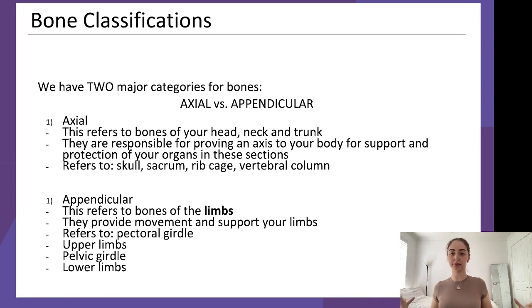Appendicular refers to your limbs, okay? Your limbs, your arms and your legs. They provide movement and support for your limbs. That's what the appendicular skeleton's function is: to provide movement and support for your limbs. It refers to the pectoral girdle, your upper limbs, your pelvic girdle, and your lower limbs.